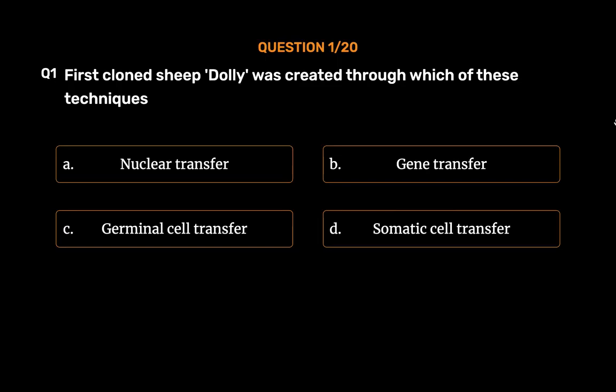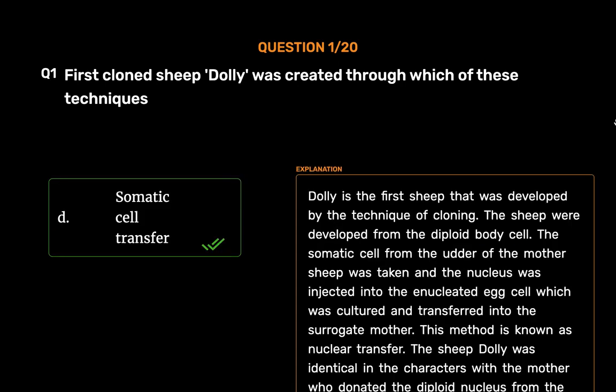The correct answer is Option D. Somatic cell transfer. Dolly is the first sheep that was developed by the technique of cloning. The sheep was developed from the diploid body cell. The somatic cell from the udder of the mother sheep was taken and the nucleus was injected into the enucleated egg cell, which was cultured and transferred into the surrogate mother. This method is known as nuclear transfer. The sheep Dolly was identical in characters with the mother who donated the diploid nucleus from the body cell.